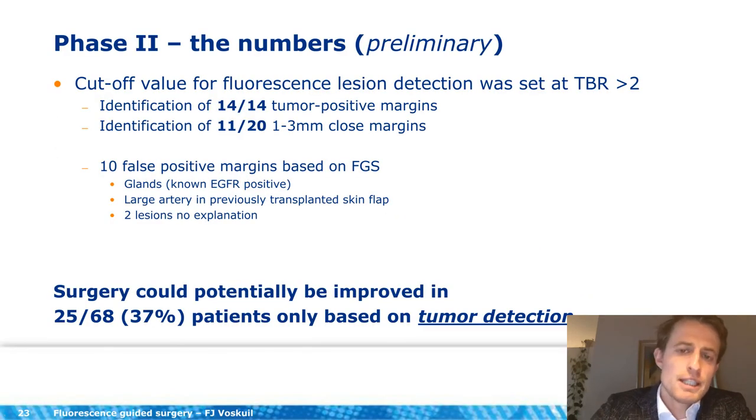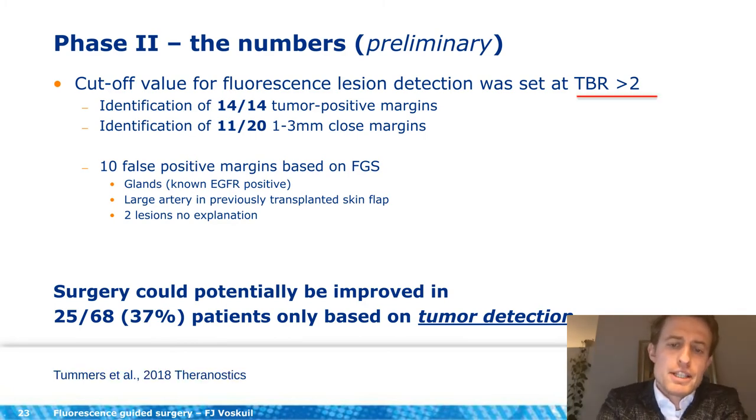So the phase 2 recently finished. We are a bit searching for the optimal TBR. We used intraoperative guidance on the TBR of higher than 2, which is based on the study of tumors published in Theranostics in 2018. She recommended at least a TBR of 1.5. We believe that maybe a TBR higher than 2 might work better, but we are analyzing it. At least we identified all tumor positive margins again, 14 out of 14, and we identified 11 out of 20 closed margins. We again saw a bit of false positive margins, mainly caused by glands.